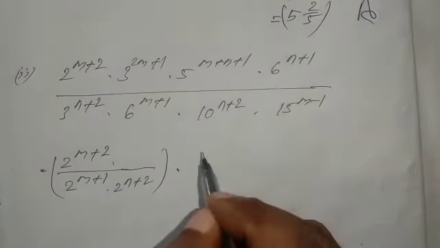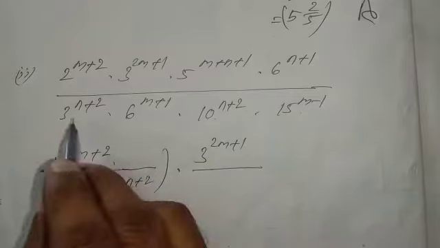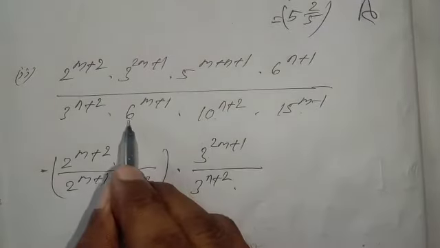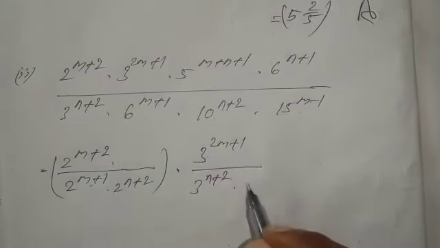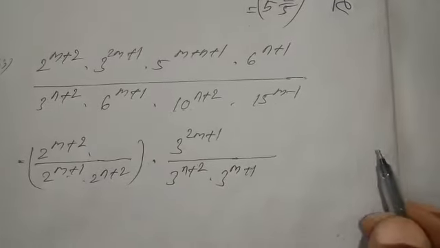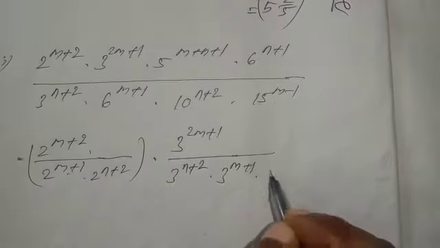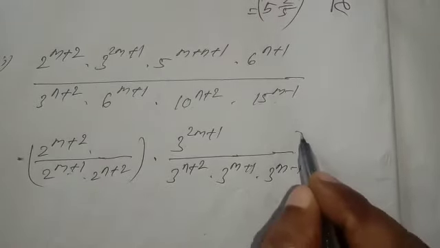Next, 3 to the power 2m plus 1, here also 3 to the power n plus 2. Here 1 of 3 to the power m plus 1 is left because I have taken 2 to the power m plus 1, 3 to the power m plus 1, yes or no? And here 3 into 5 means 3 to the power m minus 1. All the powers of 3 I separated.